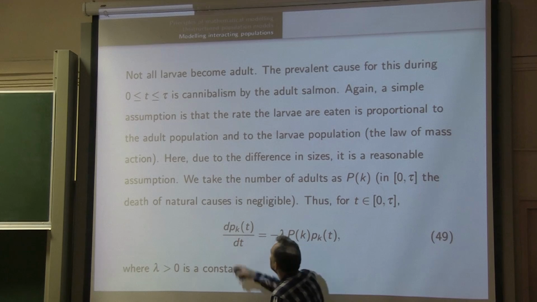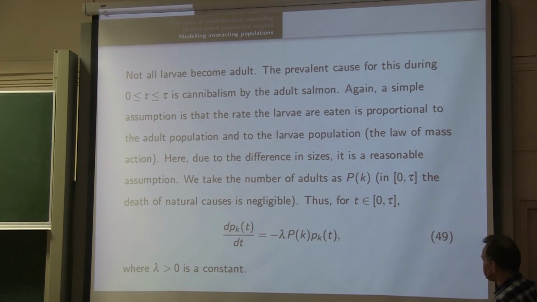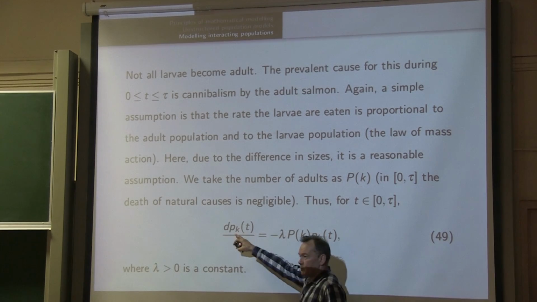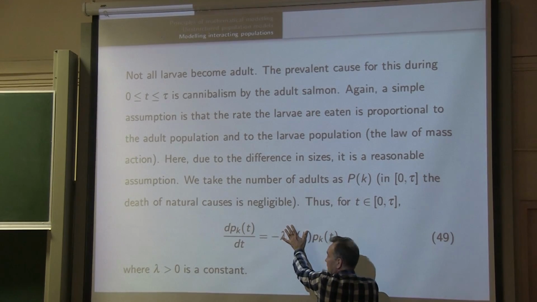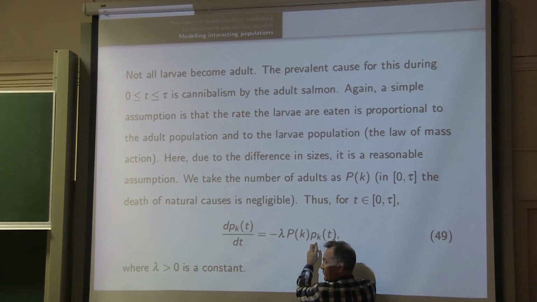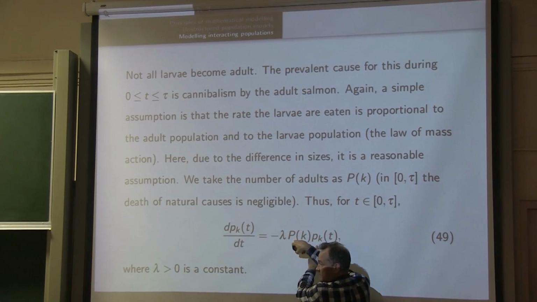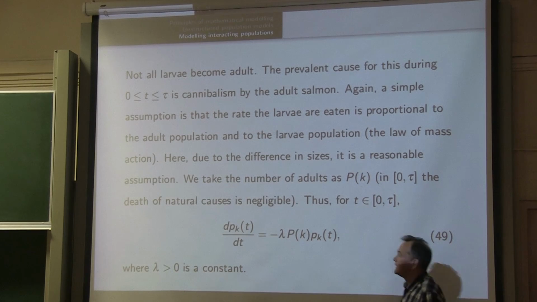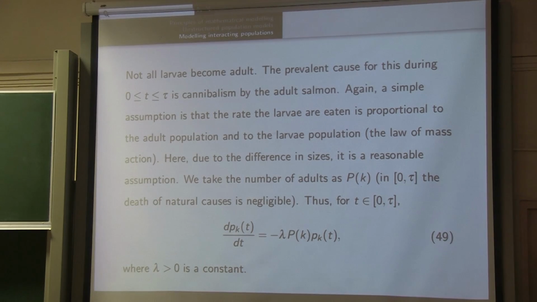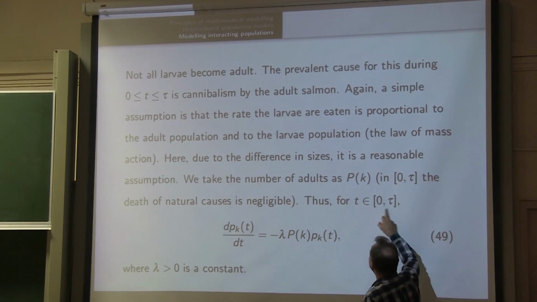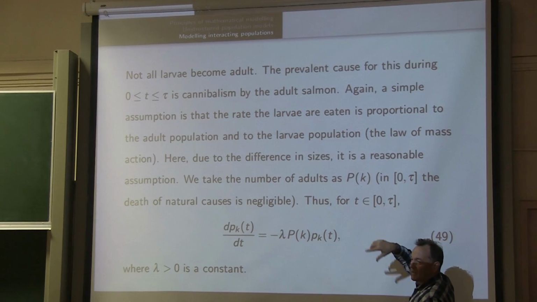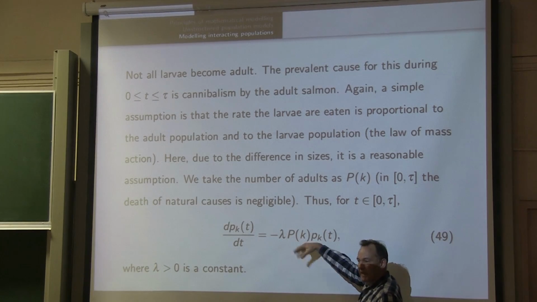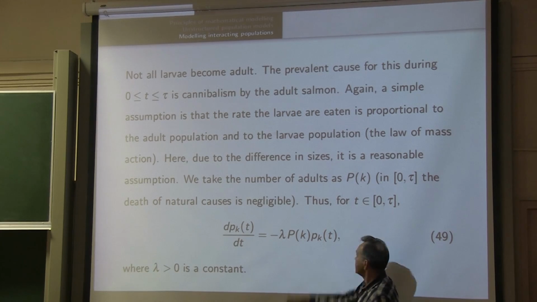So if PK is the density of, I think it should be somewhere here, the density of larvae, we have here the rate of eating. So the classical mass action law is the product of the density of larvae times the density of adult salmon times, of course, a proportionality constant. So this is the death process within this short period of time. And we assume that practically adult salmon during this time will not die. They will drop dead at tau.